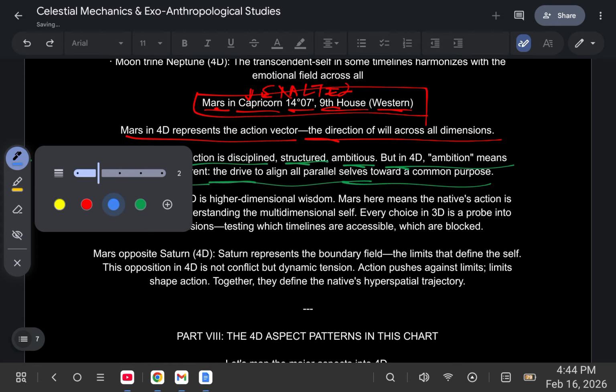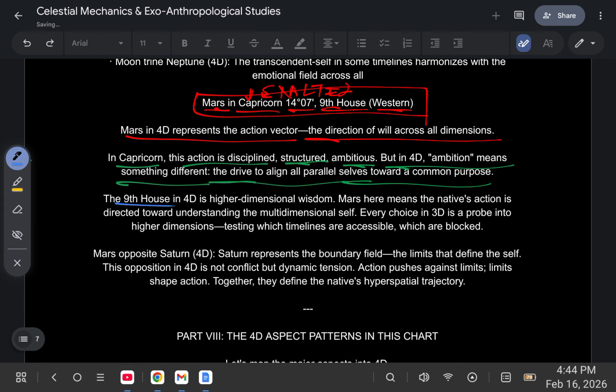Alright. So the 9th house in 4D is higher dimensional wisdom. Mars here means the native's action is directed toward understanding the multidimensional self. Every choice in 3D is a probe into higher dimensions, testing which timelines are accessible and which are blocked.